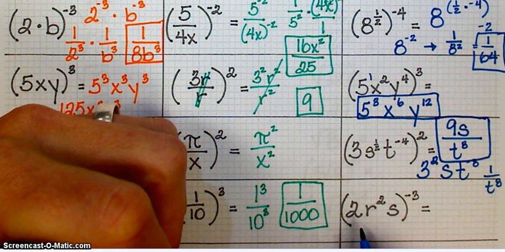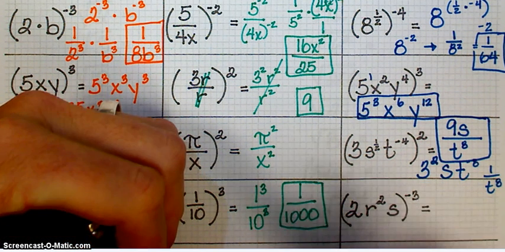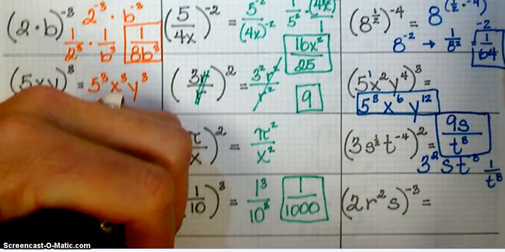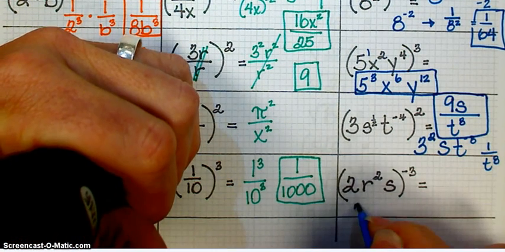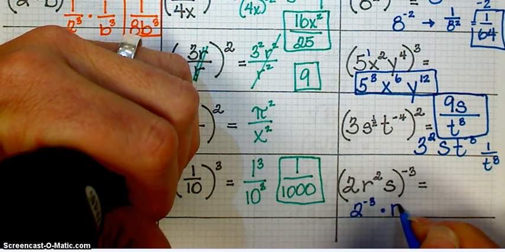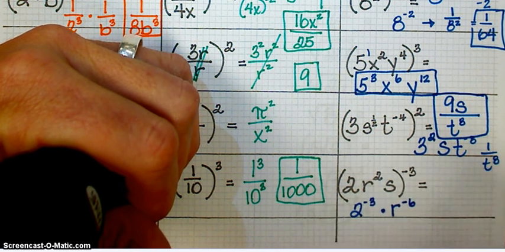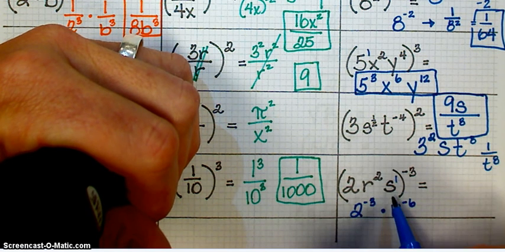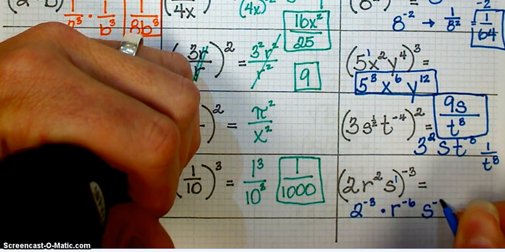All right, 2r squared s, and that is to the negative 3rd power. That's going to give you, here, let me move my thing up just a tad. All right, that is going to give you 2 to the negative 3rd times r. 2 times negative 3 is negative 6. And then s, there's nothing written, so that's understood to be 1. s to the 1 times negative 3, that's s to the negative 3.